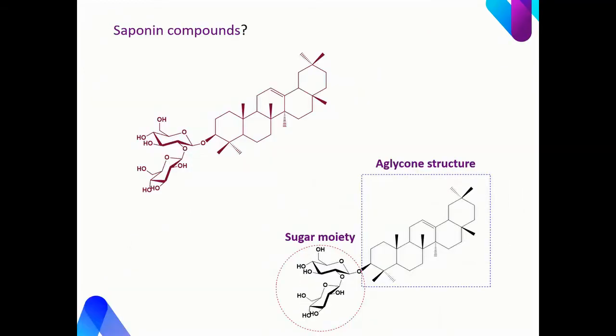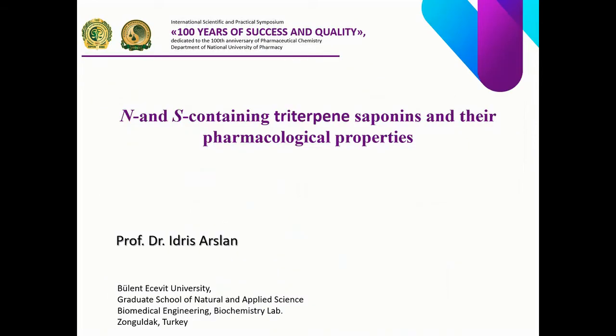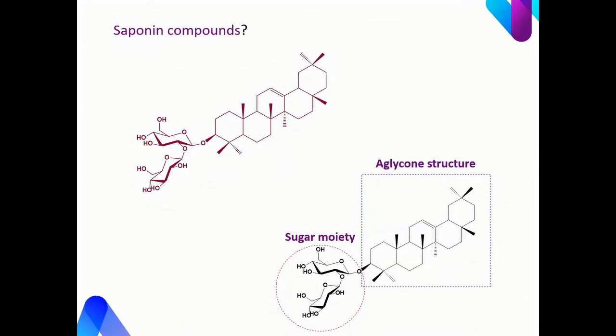So let's get started. My presentation name is nitrogen and sulfur containing triterpene saponins and their pharmacological properties. What is a saponin compound? What does it mean? It means that saponins are a class of amphiphilic glycoconjugates in which hydrophilic sugars are attached to either a hydrophobic polycyclic steroids or triterpenoid backbone.